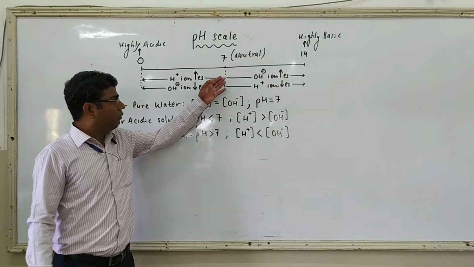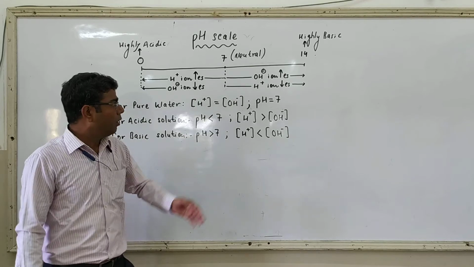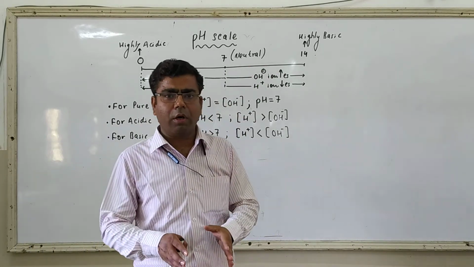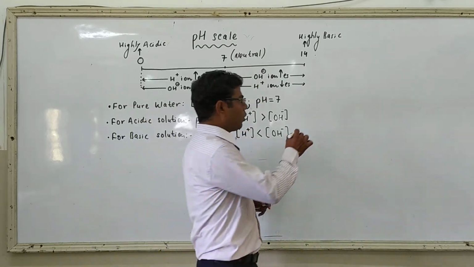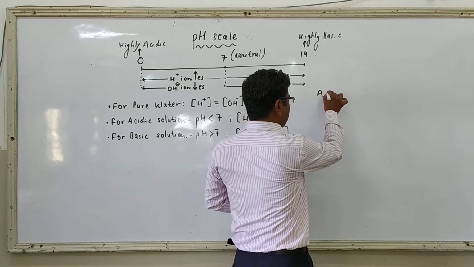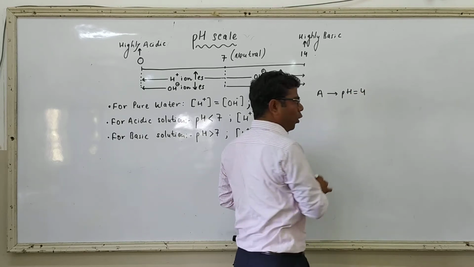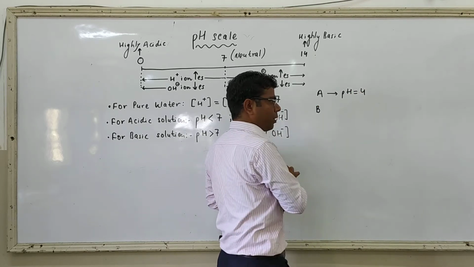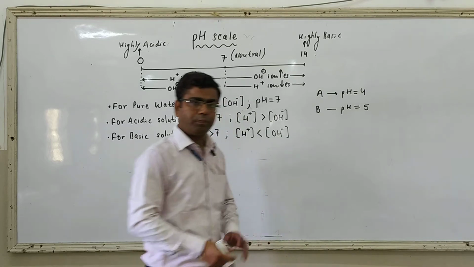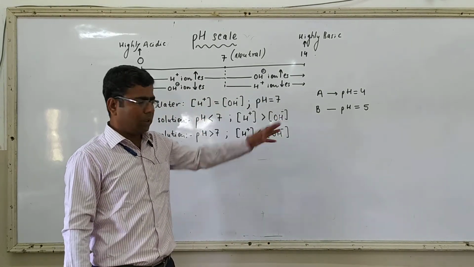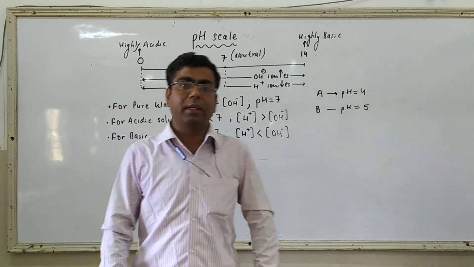So, from 7 to 0, acidic character increases or acidic strength increases. From 7 to 14, basic character increases or basic strength increases. Suppose you are provided two solutions. Solution A having value of pH equals to 4 and solution B having pH value equals to 5. Since both the pH values are lesser than 7, both the solutions will be acidic in nature.